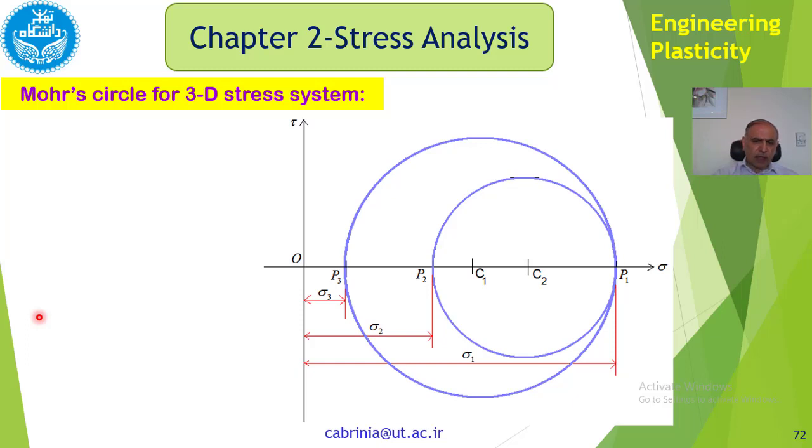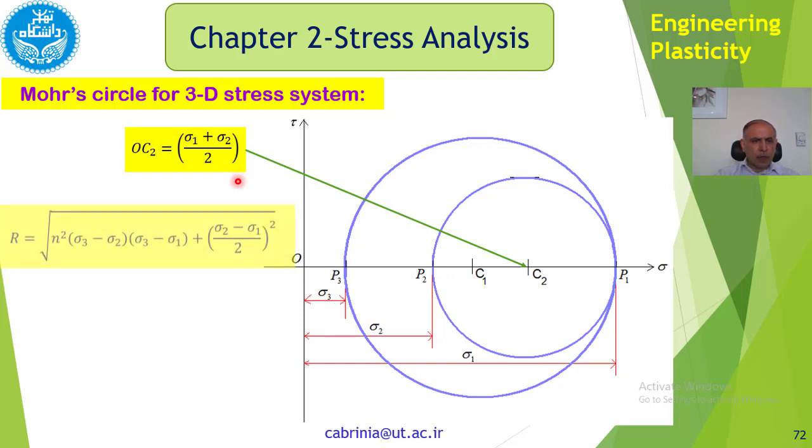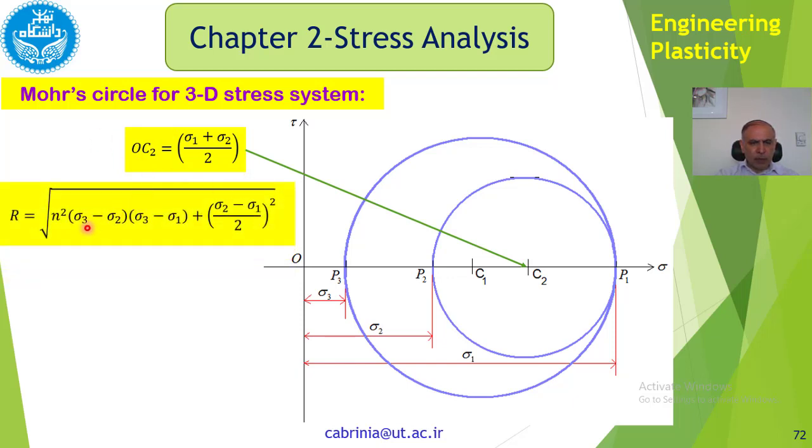For the second circle, which is sigma 2, we have sigma 1 minus sigma 2 divided by 2 as the radius, centered at C2, P2, and the coordinate OC2 should have sigma 2 added to it, so we get sigma 1 plus sigma 2 divided by 2. And from the previous slide, we had R equal to that relationship, times n squared.